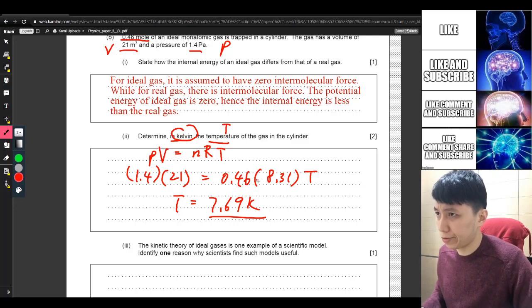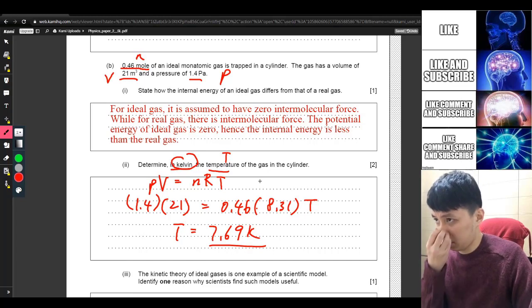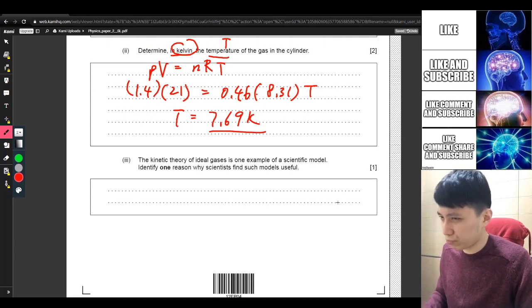I don't know. Yeah, I think that is correct. Okay, I'll just leave it like this. But it's pretty low. I mean, 0 K is absolute 0 already.